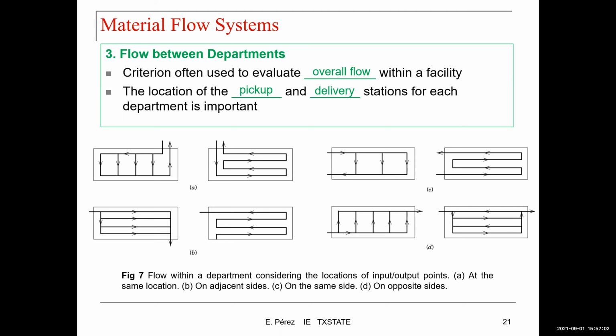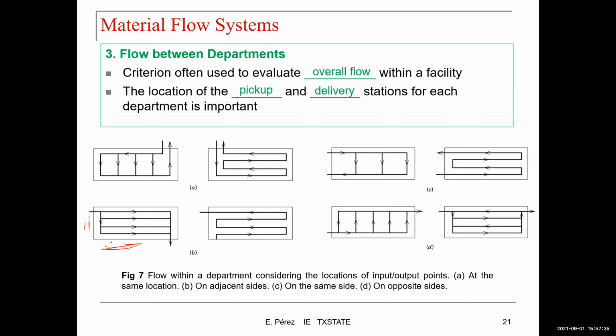They have the input and output on adjacent sides. So you have the input here, and then the output next to it. Same thing here. In C, we have them on the same side. You have entering at the top and then leaving at the bottom. And then this one is on opposite sides. So you start in one place and you leave through the other.